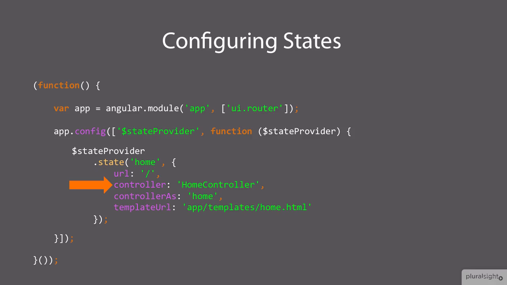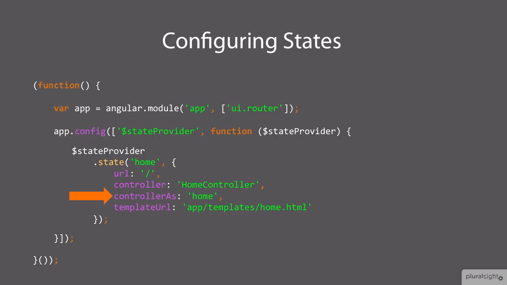The controller property specifies which controller to use with the state. Just as you can do when configuring NGRoute, you can use the controller as syntax with the controller property. However, I prefer to use the separate controller as property on the configuration object. In this example, the home controller instance will be referred to as home in the view bindings I create.